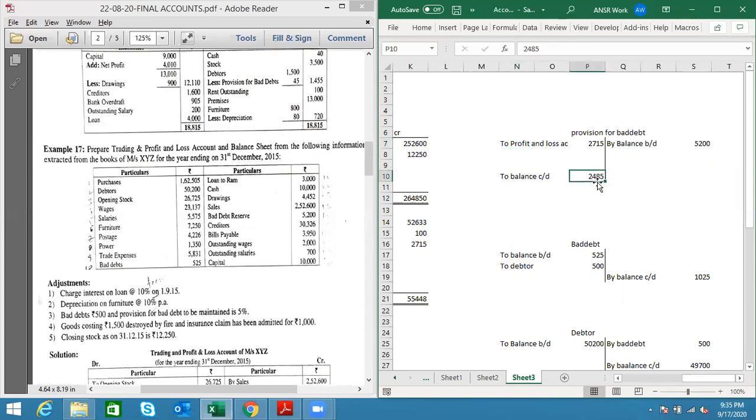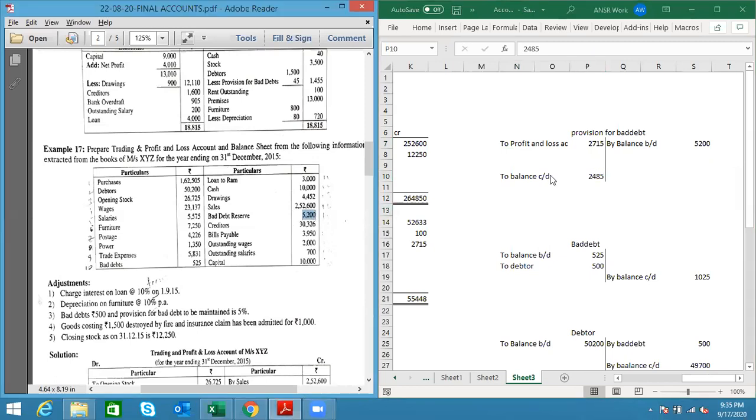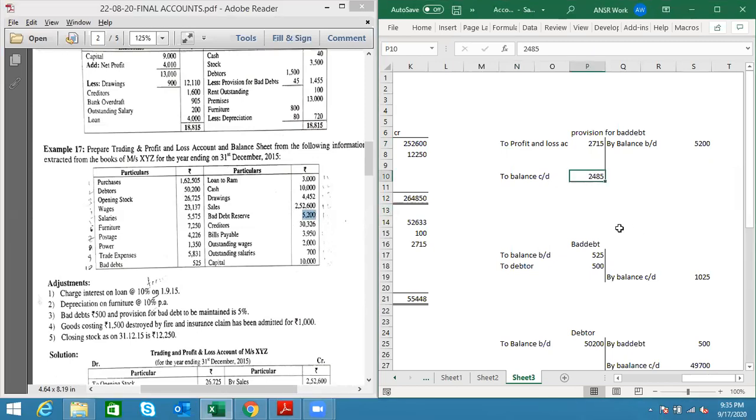Now we have the revised balance of provision for bad debt, which is 2,485, right? We had an earlier balance here of 5,200. However, when we calculated, we got the revised balance of 2,485. So where do we post that? Profit and loss account or balance sheet?